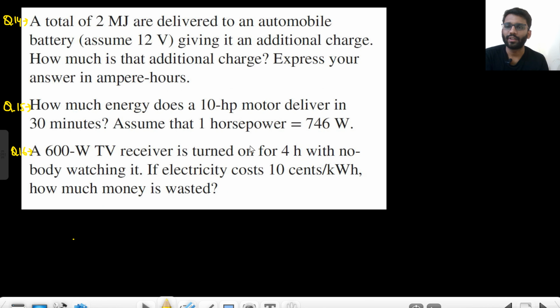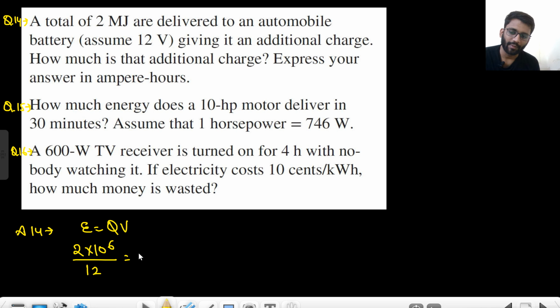Now this is question 14. I will write answer 14 here. Okay, so a total of 2 megajoule are delivered to an automobile. Voltage is given 12 volt, giving it an additional charge. How much additional charge is there? Express your answer in ampere hour. So basically what did you study? E equals to QV. E is 2 megajoule, or I can write 2 into 10 to the power 6, by voltage is 12 volt. That will be equals to Q.